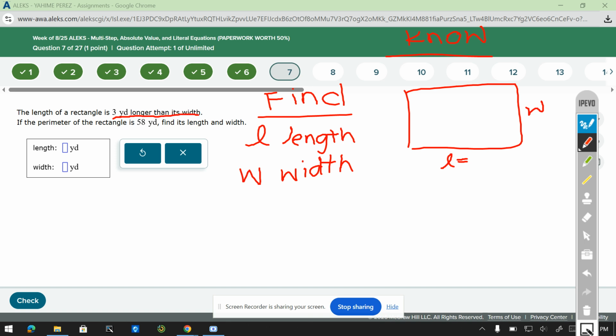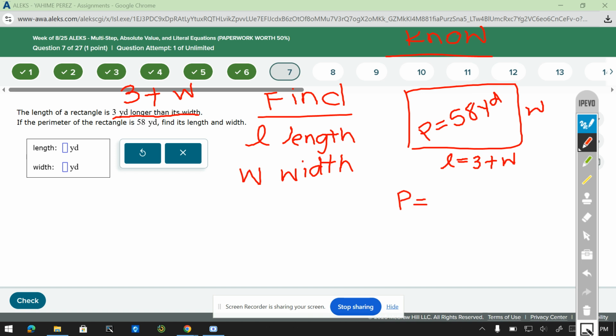So how do I write longer than the width? It's more than the width, right? 3 more than the width. So the length is 3 plus W. And then what else do we know? We know that the perimeter is 58 yards. Now, what do we know about perimeter?